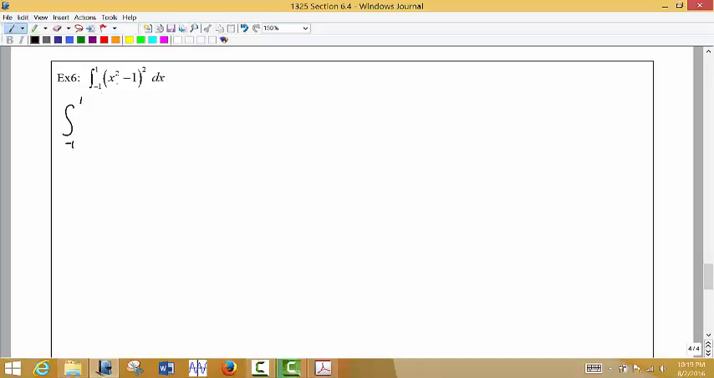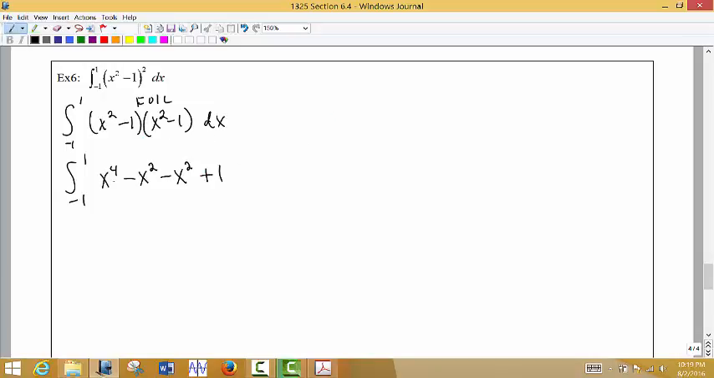Can't I take what's in the parentheses and just square it? Let's write it out twice. And then we can FOIL that. If we can get this down to just be some terms, so we don't have to use that u substitution, then this problem would be a lot easier. So let's FOIL. First times the first gives me x to the fourth. Outer times the outer gives me negative x squared. Inner times the inner also gives me negative x squared. And last times the last gives me 1.